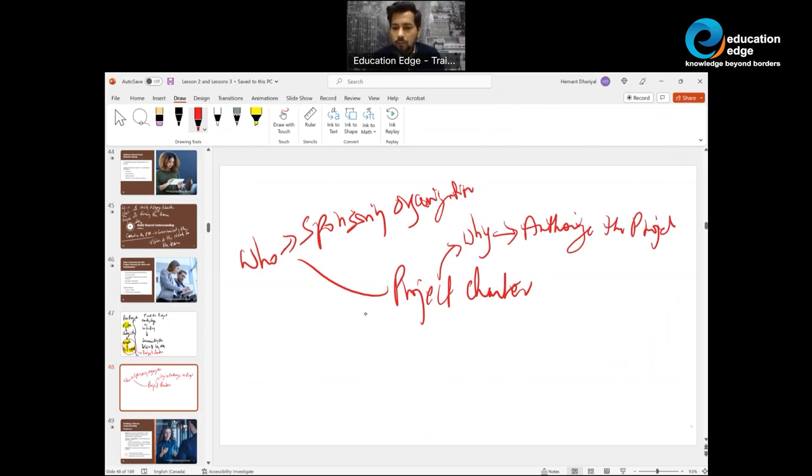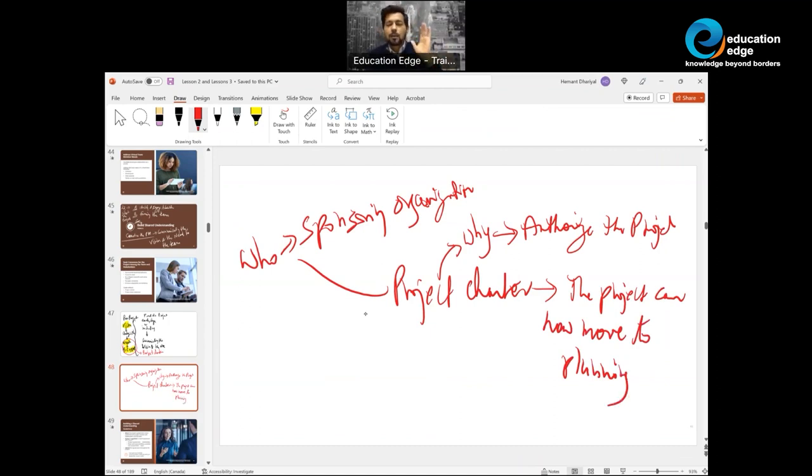What does authorization mean? Authorization means that the project can now move to planning. Classic predictive approach, right? Who creates the project charter? The sponsoring organization. What is the role of a PM during this stage?